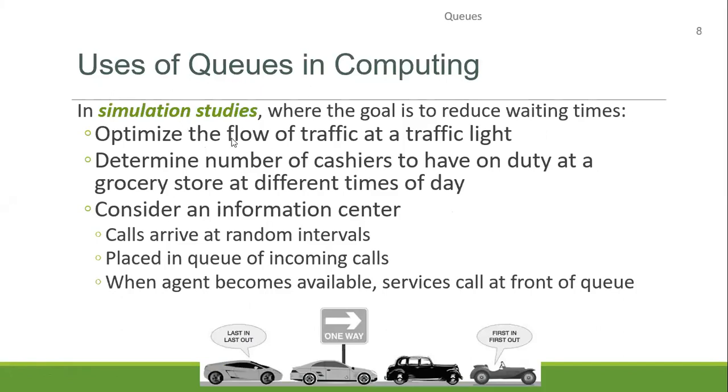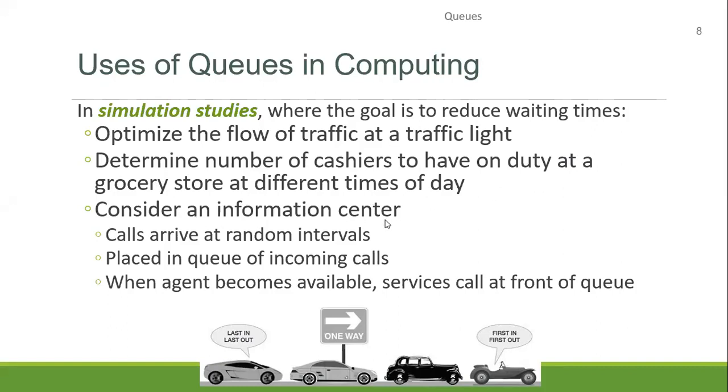First of all, in simulation studies where the goal is to reduce waiting times, we use queue. How it works: it optimizes the flow of traffic at a traffic light, or it can determine the number of cashiers you have to have on duty at a grocery store at different times of the day, because we know the load of customers is not the same. In the morning very few customers go to the market, but later a lot of people go to the grocery store for shopping, and then at night people go to the shopping centers. So the number of cashiers you have to have on duty you can also determine from the queue.